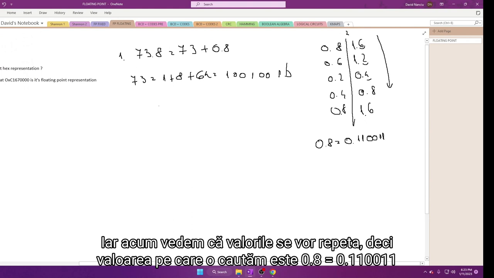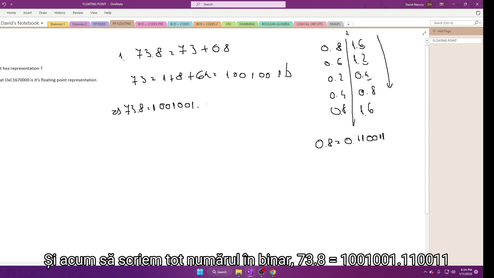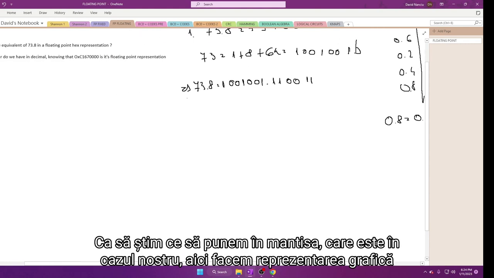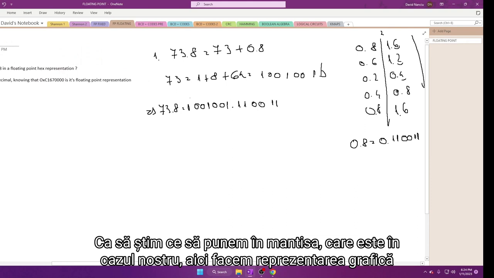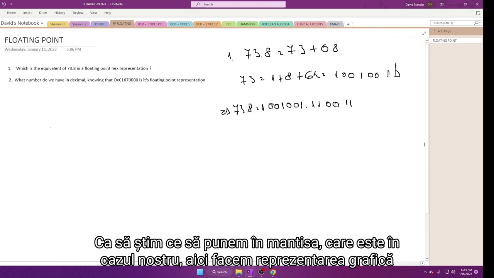Okay, and let's write the whole number in binary. So 63.8 is 111111.110011. To know what to put in the mantissa, let me have a graphical representation.